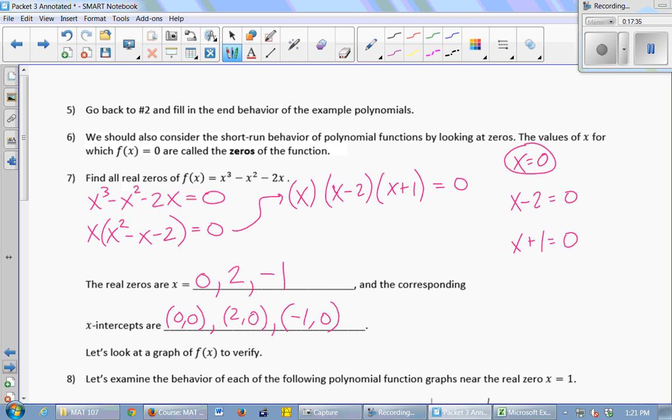So zeros and x-intercepts are almost synonyms. They mean basically the same thing. Okay, so let's pull up GeoGebra and look at a quick graph of x cubed minus x squared minus 2x and verify that it has these three zeros.